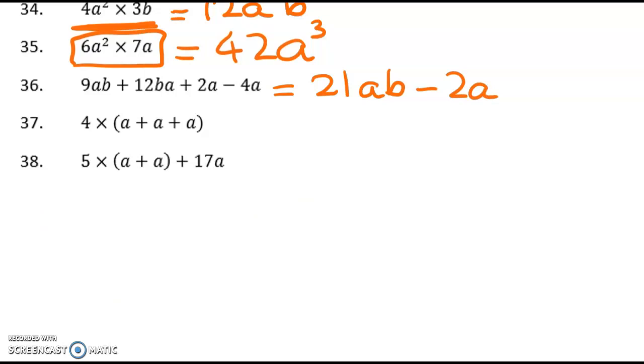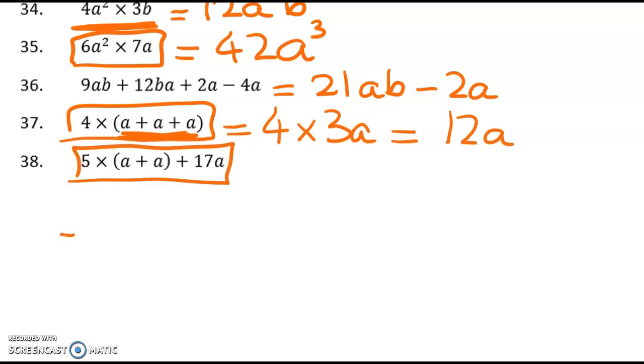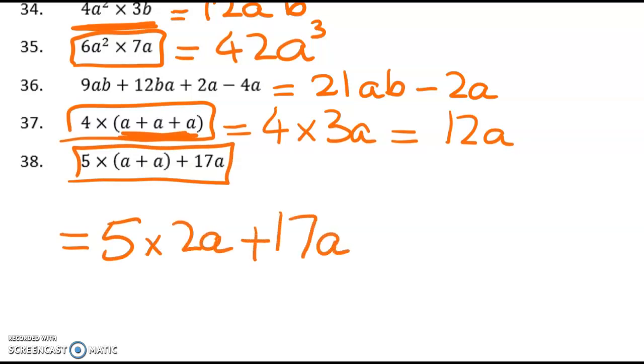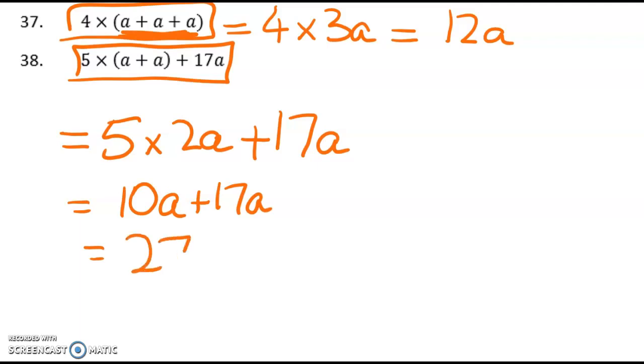Right, the last two are just checking that you remember how BEDMAS works. In this one, the first thing I have to do is evaluate what's in the brackets. So it's 4 times 3a, and that equals 12a. In number 38, we've got 5 times 2a plus 17a, and that equals 10a plus 17a, which gives me 27a.